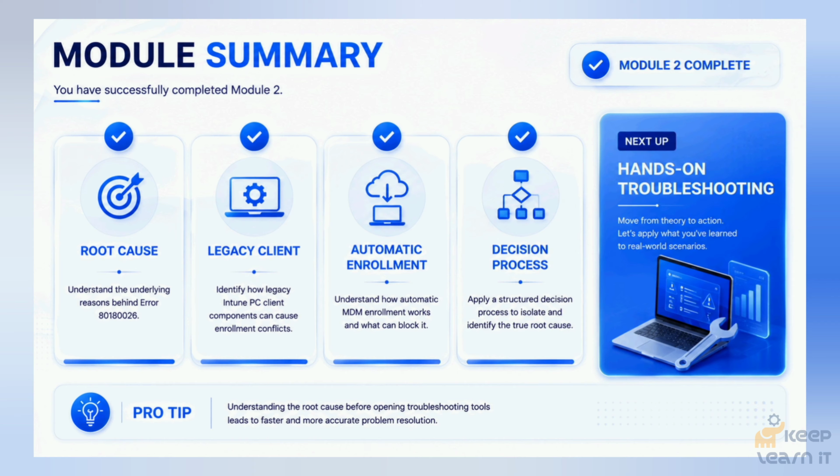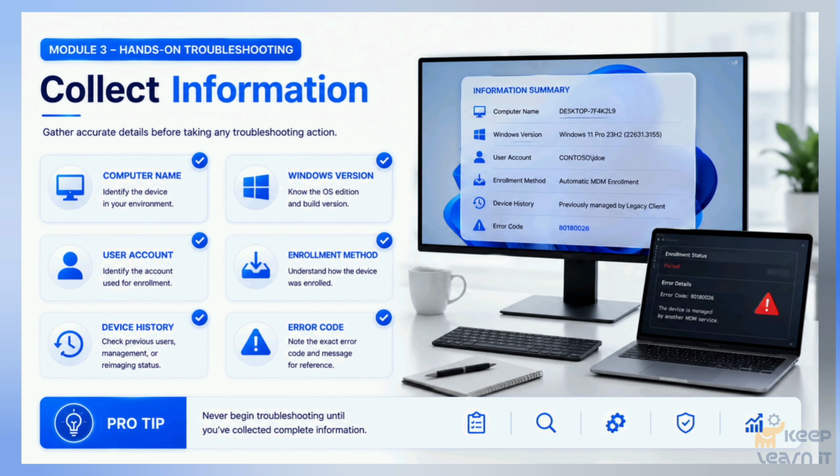In this module, we've focused on understanding the primary root cause associated with error 80180026 and why it occurs in certain environments. We explored the relationship between automatic MDM enrollment and the legacy Intune PC client, discussed the importance of device history, and built a structured decision process. In the next module, we'll move into practical diagnostics and verification, where you'll learn how to examine the Windows device and validate your findings step by step.